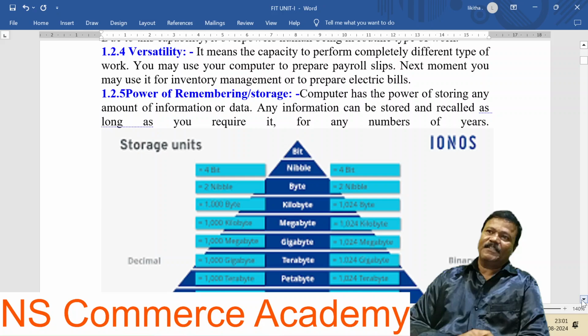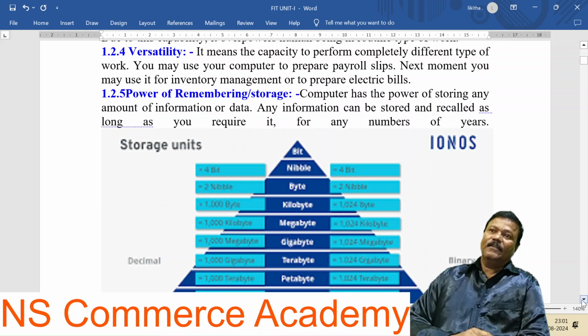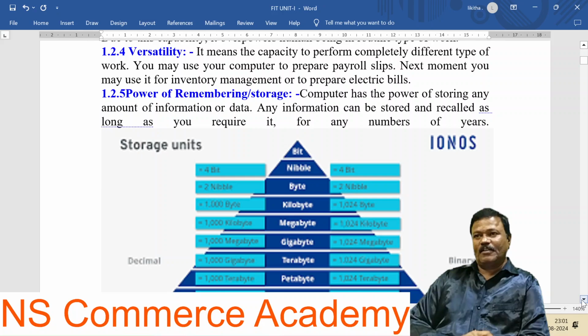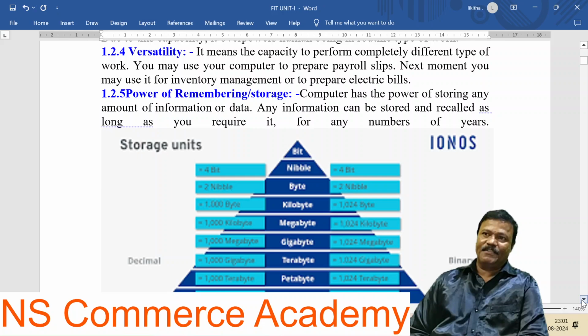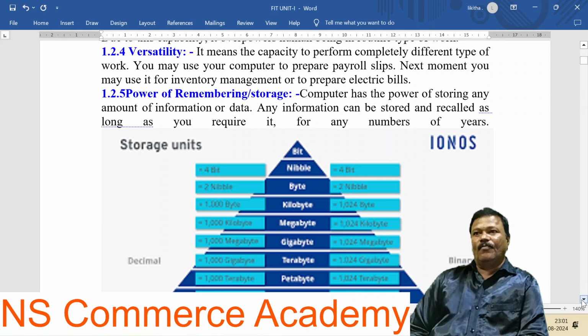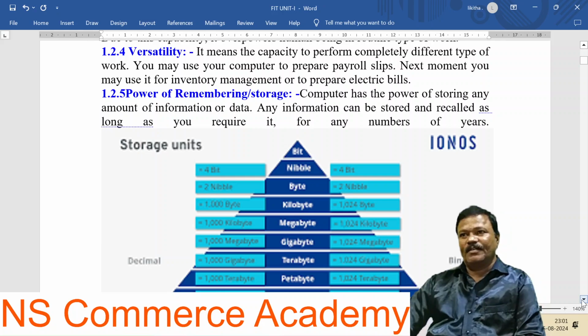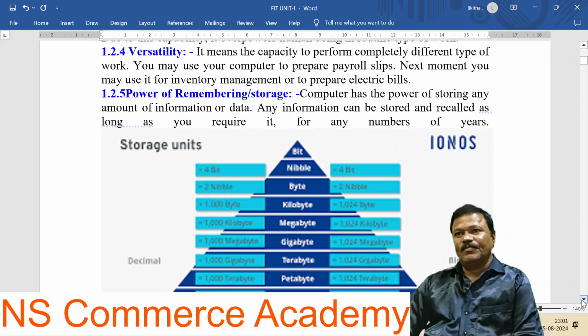So here, a bit means a binary digit. The combination of 8 bits is known as a byte. So 4 bits equal one nibble, and two nibbles equal 1 byte. So 8 bits equal 1 byte.